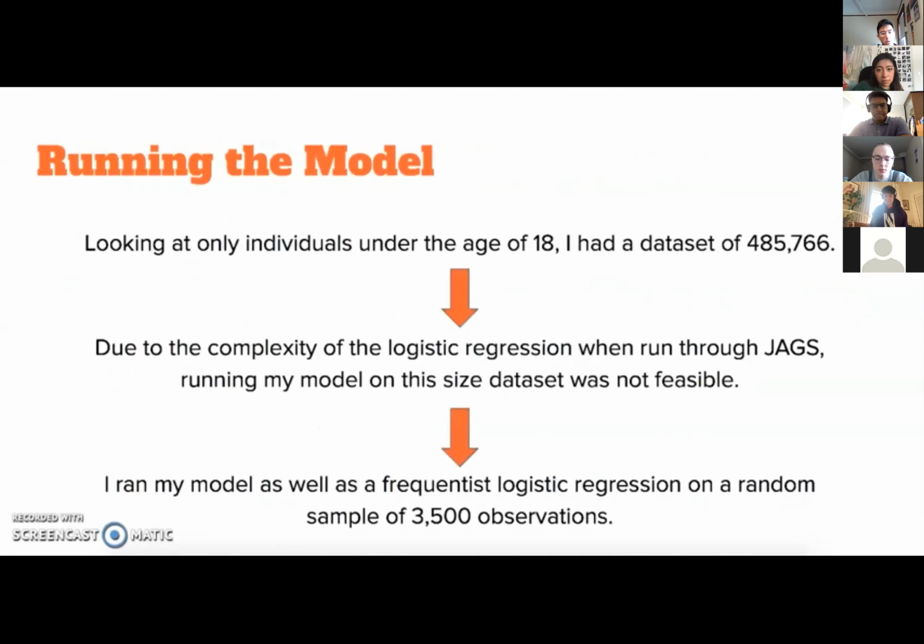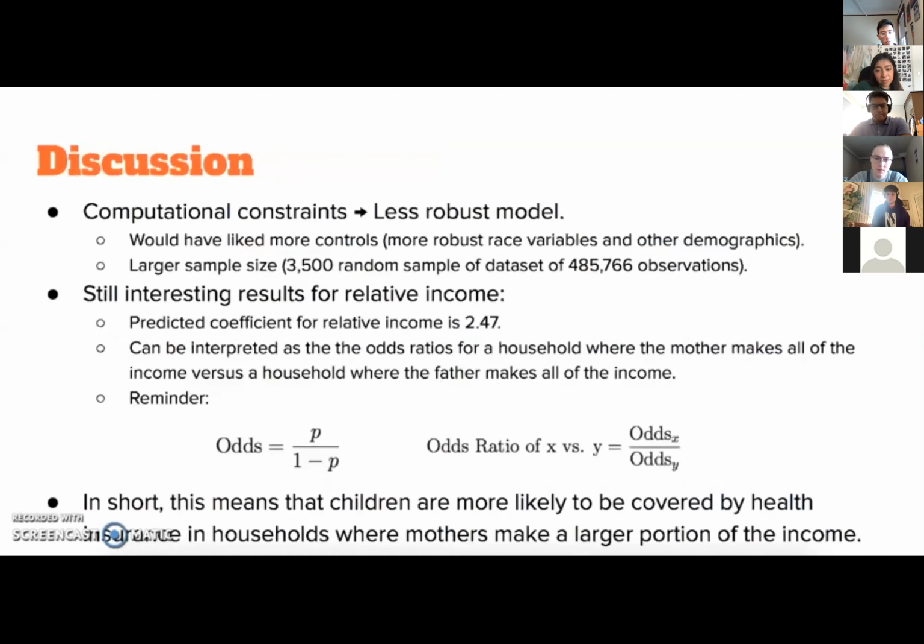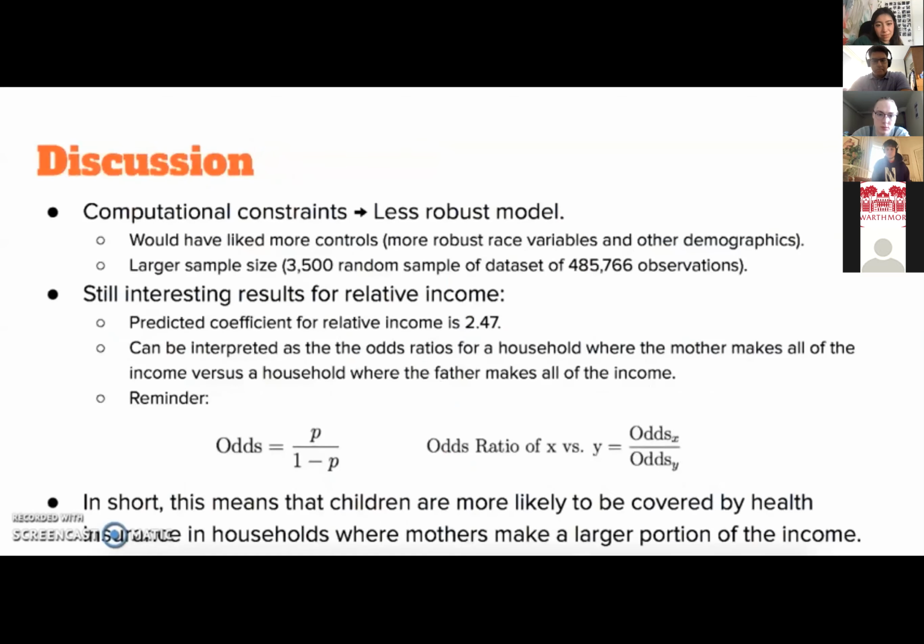And in running my model, I actually ran into some huge computational constraints. The ACS, even when I looked at individuals under the age of 18, because I wanted to see children, was an enormous data set. So I looked at a random sample of 3,500 observations when I actually ran my model. And so computational constraints were definitely one of my biggest problems, but I was able to still find some interesting results from relative income, showing that children were more likely to be covered in households where the mothers made a larger portion of the income.